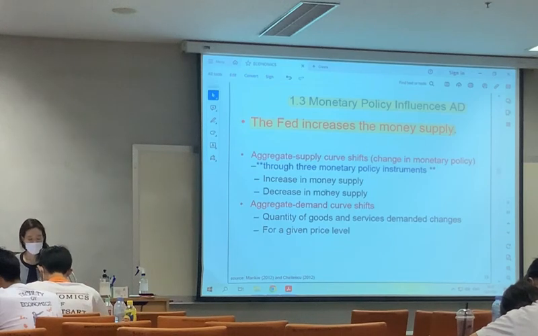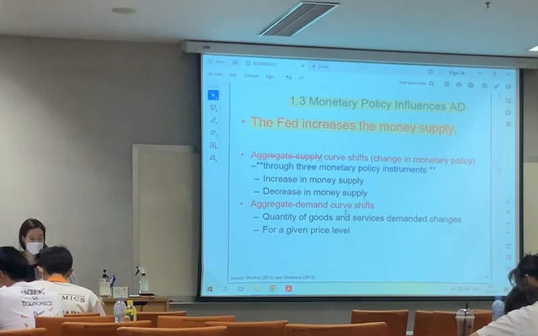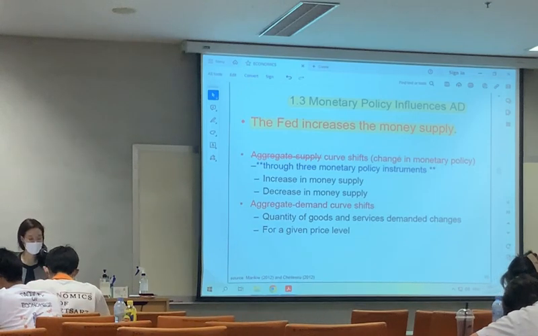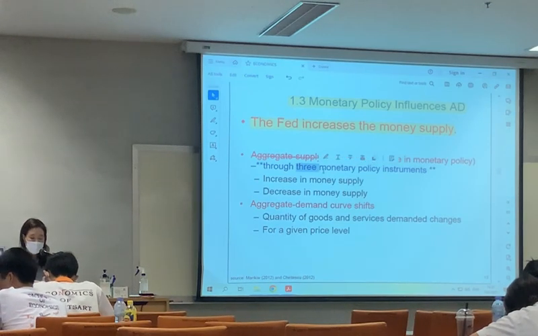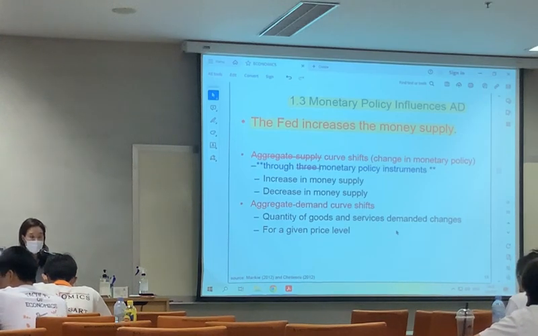Okay. So aggregate demand, aggregate supply. So what? Okay. Aggregate supply. Can you change this one? Money supply curve, not aggregate supply. The money supply curve will shift when there is a change in monetary policies, through the monetary policy instruments that you learned before. It doesn't have to be three monetary policies; it can be many monetary policy instruments that you learned before.